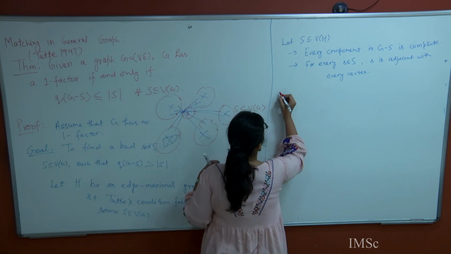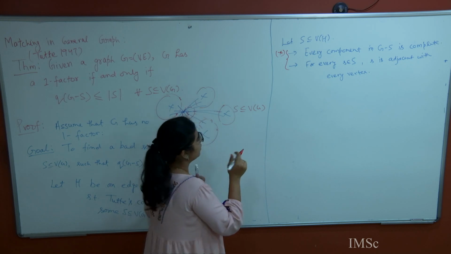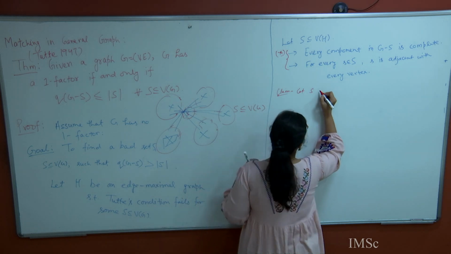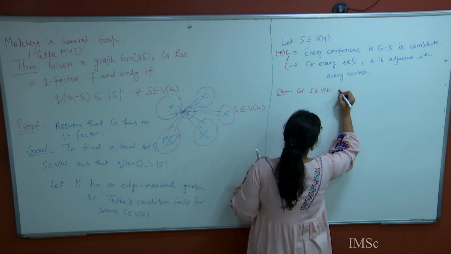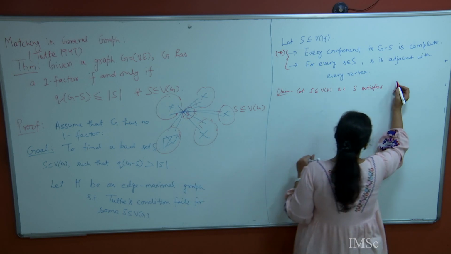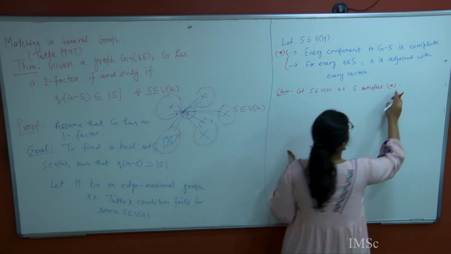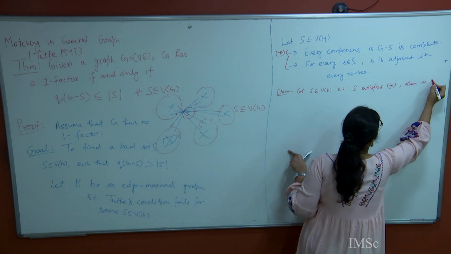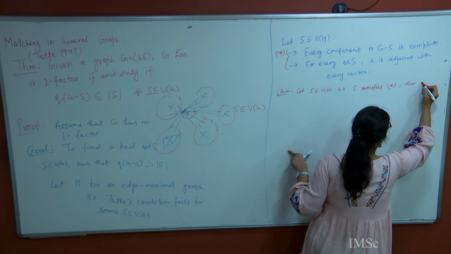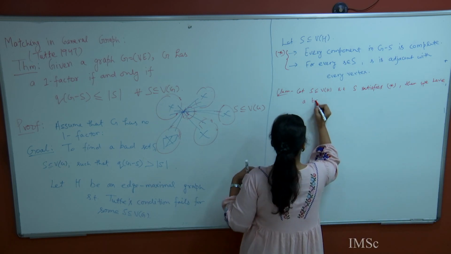Okay. So let's say these two properties, denote them as star. So I am saying that let S be a subset of H such that S satisfies the star property. Okay. Then we are done. Or then we have a bad set.